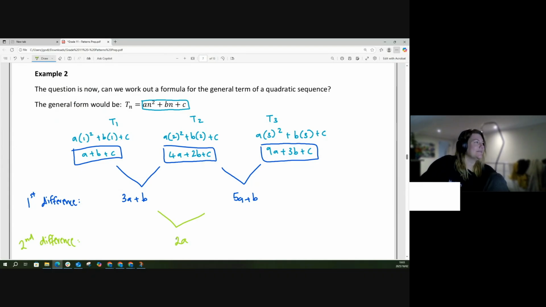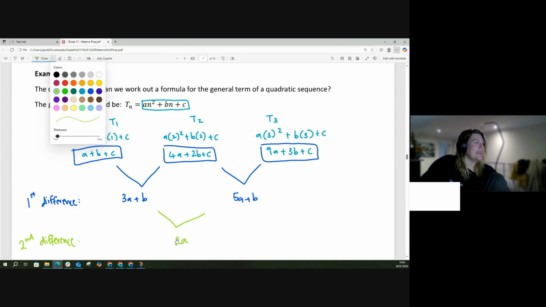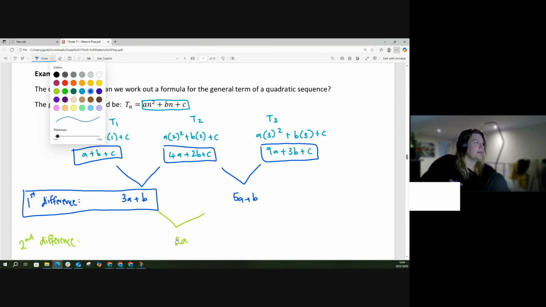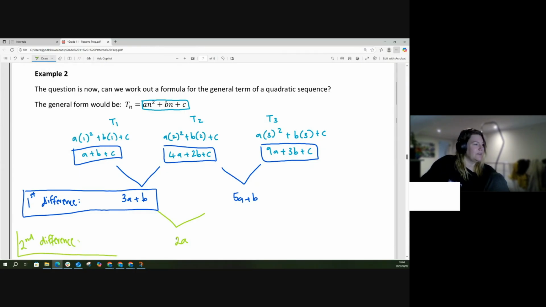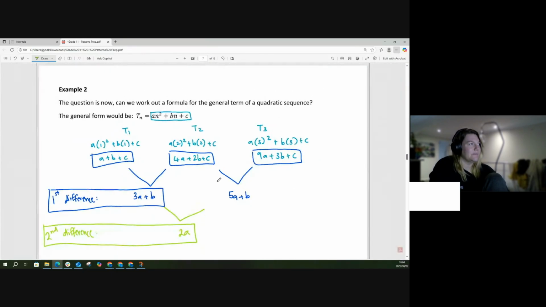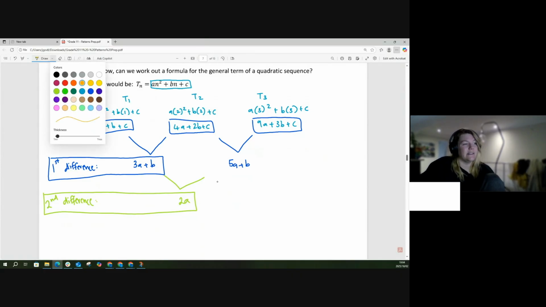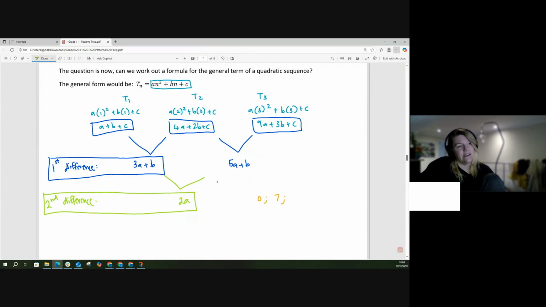So what we're going to take is we're going to take this for our first difference, and we're going to take this for our second difference, and we're going to play with it a little bit. So the sequence that we worked on just now, I'm going to write those out again. The numbers were 0, 7, 18, 33. Okay. Our first differences were 7, 11, 15, and then our second differences were 4. Okay.